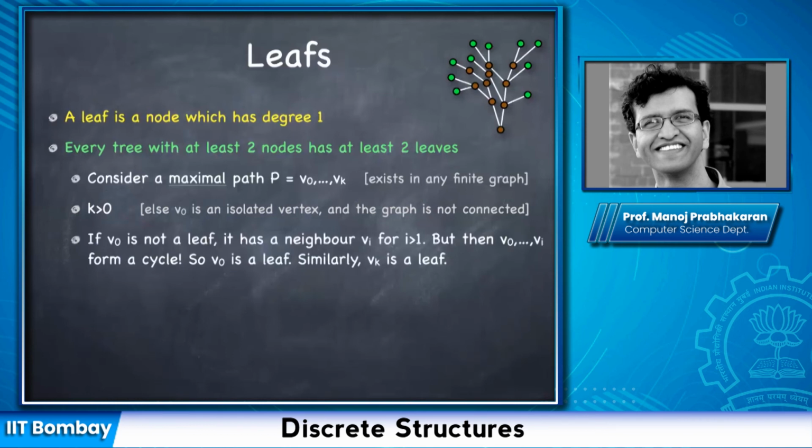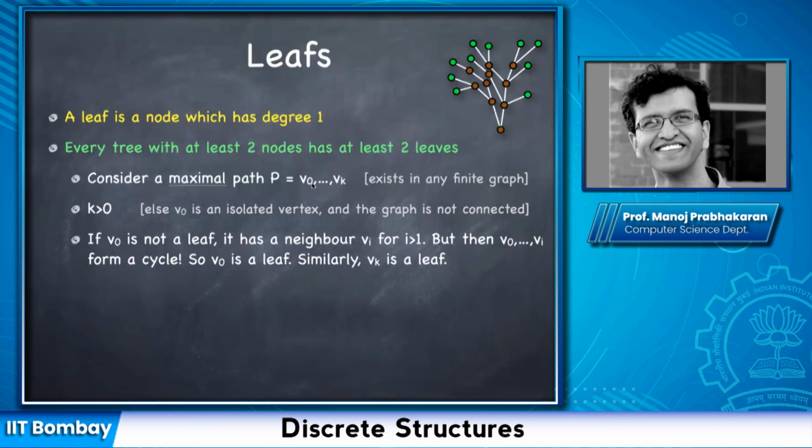Now, I'm going to claim that the endpoints of the path have to be leaves. Suppose they were not. In particular, suppose v0 is not a leaf. Well, it has one neighbor here, v1. And if it's not a leaf, it has at least one more neighbor, some other node v. Now, why am I not extending the path? There's a maximal path, so I cannot add v to the left of this and make it a longer path. The only reason is because v already has occurred in this path.